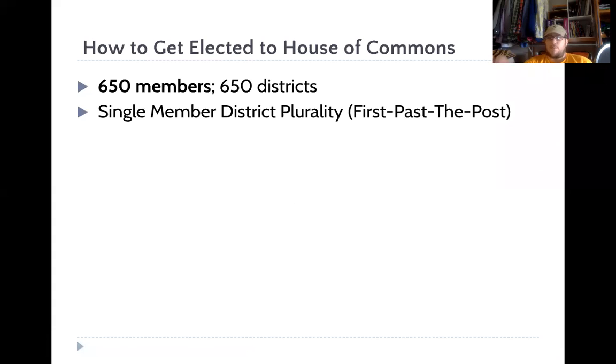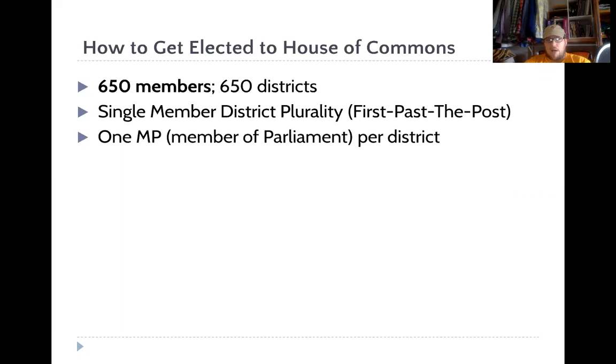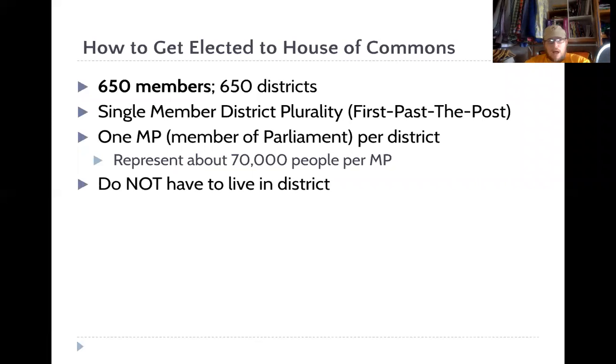It's a single member district plurality system, or a first past the post system. So again, similar to how elections for the United States Congress work. There's one member of parliament per district, which means there's about one person per every 70,000 people.